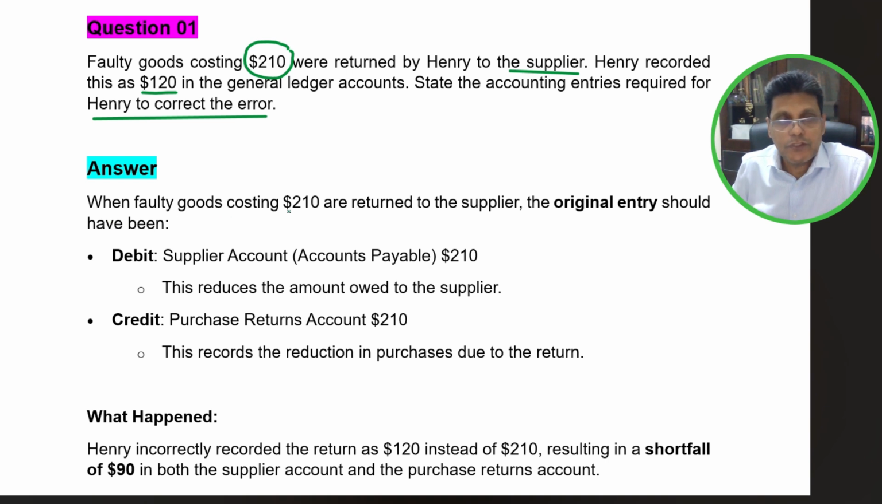When faulty goods costing $210 are returned to the supplier, the original entry should have been the supplier account or the accounts payable account should have been debited by $210, so that this will reduce the amount owed to the supplier, and it has to be credited to the purchases return account by $210. So as a result of that, this will reduce the purchases due to the return.